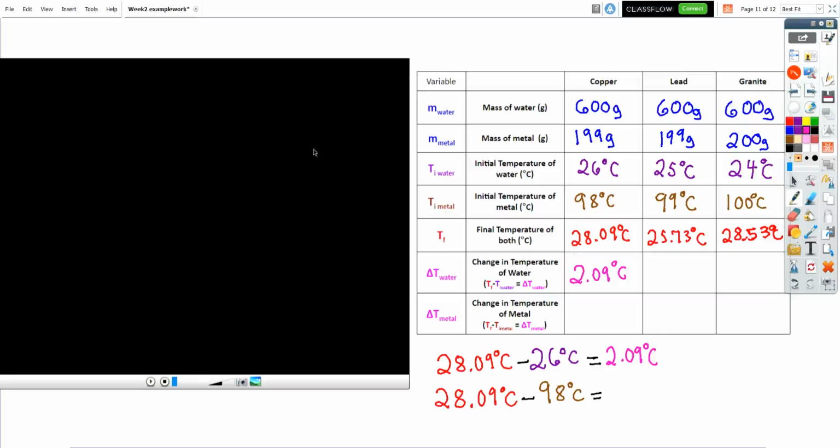And I have 28.09 minus 98. That gives me negative 69.91 degrees Celsius. So my change in temperature for my copper was negative 69.91 degrees Celsius. I'm going to let you do the last four. It's just a subtraction. I would like you to notice, hopefully, that all of your metal cubes should be negative changes, and all of your water is going to be positive changes. Good luck!